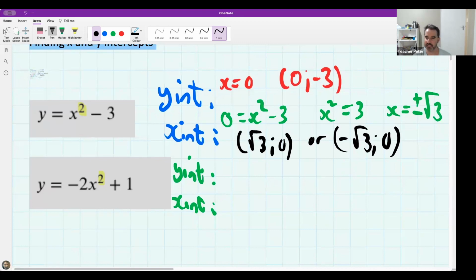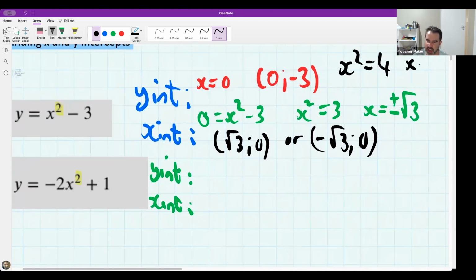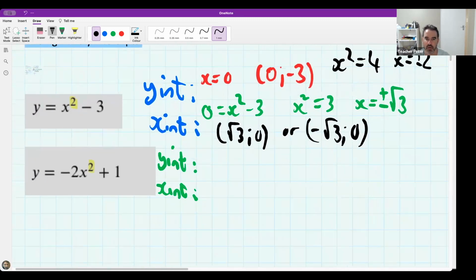Let me know in the chat if I have confused you with that, or if you understand why there's a positive and negative. Think about this. If I gave you x squared is 4, you know that x could be plus or minus 2 would be the answer. Okay, I'm waiting for my x and y intercepts for the second one.